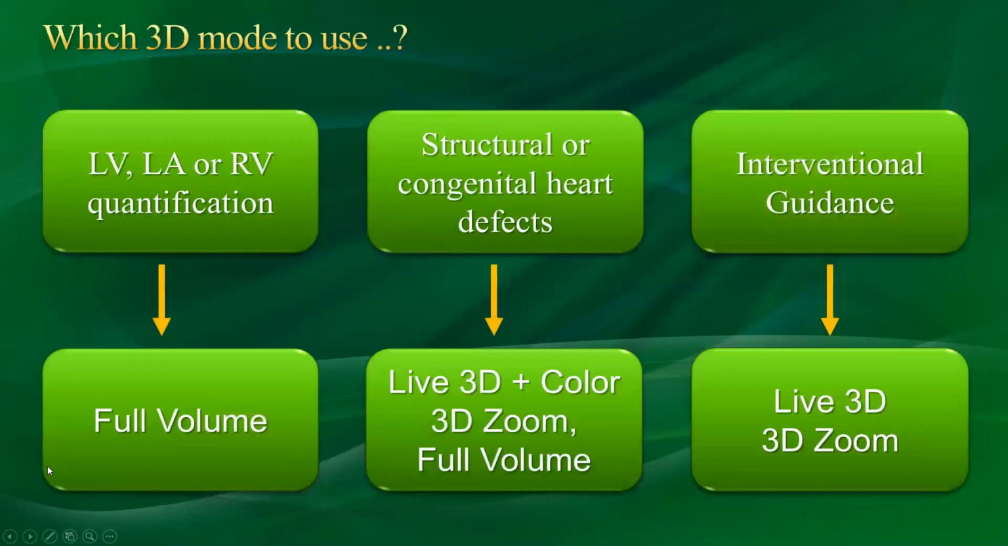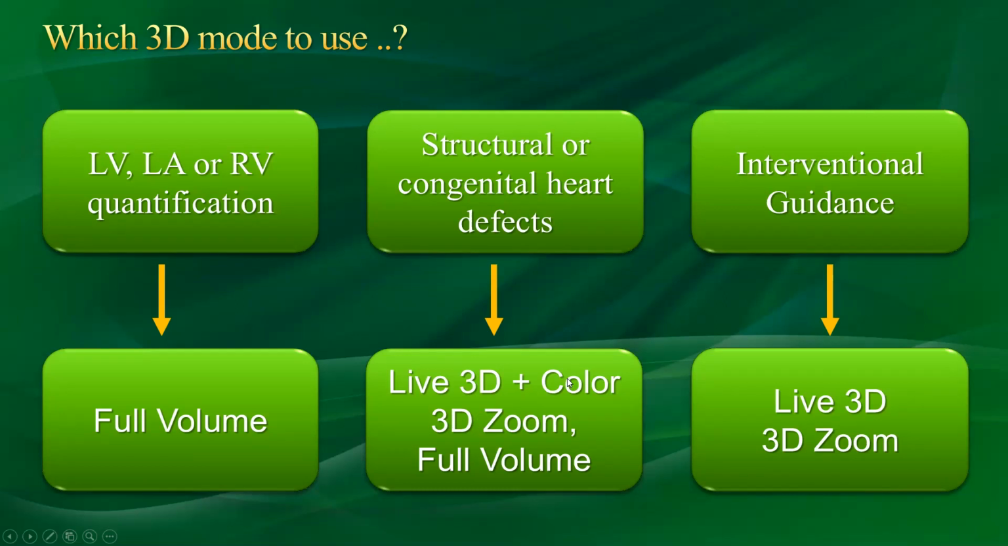Now, which 3D mode should you use? So it depends. If you're looking for chamber quantification, LV volume, ejection fraction, and mass, definitely use full volume because you need a large data set. If you're looking for a structural defect or congenital defect, for example a lesion on the mitral valve, aortic valve stenosis or regurgitation, you start with the live 3D color, especially if you're looking for regurgitation.